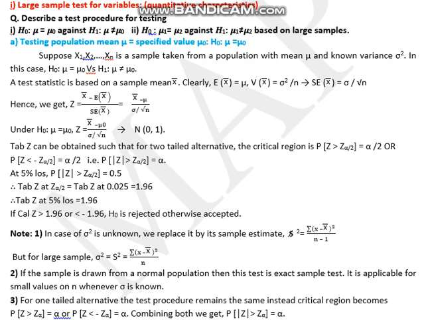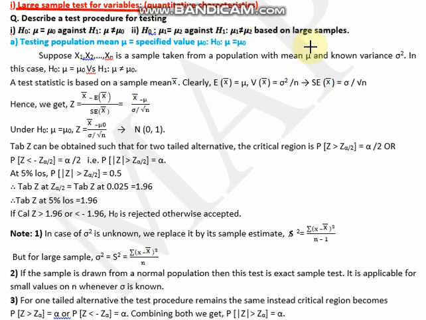Hello friends, today we will discuss large sample test. So normally the large sample tests are of two types. One depends upon the univariate case and the other depends upon the bivariate case. In case of univariate, there are two types. One is large sample test for variables and the other is large sample test for attributes.